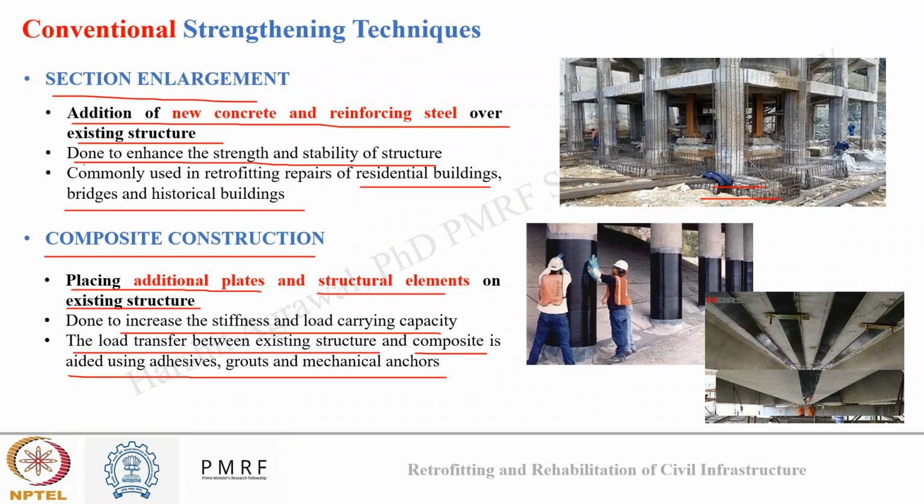So you can see here FRP confinement has been applied on columns to strengthen the structure, and here also you can see FRP composites are applied at the base to strengthen the structure. Okay, we'll see this much detail about FRP later on also.